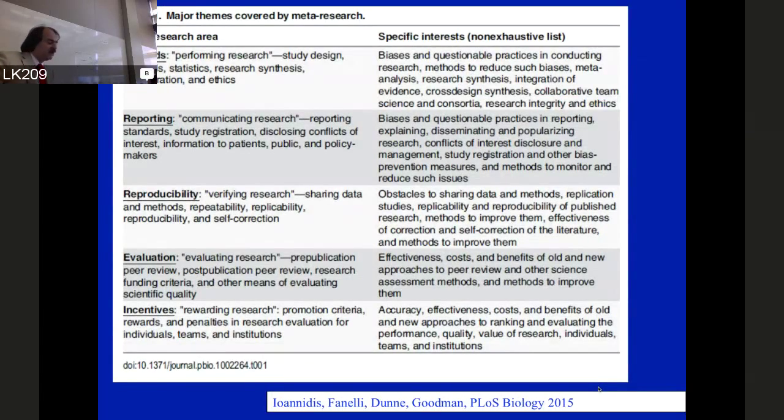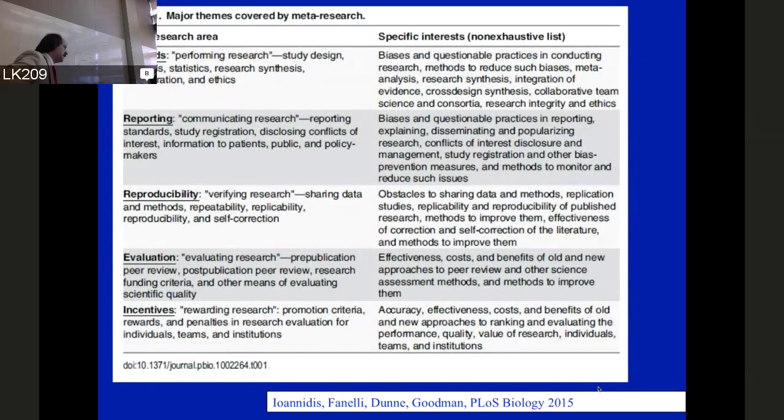Reporting, again, a number of items here, biases and questionable practice in reporting or explaining or disseminating and popularizing research, anywhere from the scientific sphere all the way to how the community perceives research and research products and how often we and overall community and common people get misled when they hear about science, even though science should be the one thing that should be enlightening in our lives.